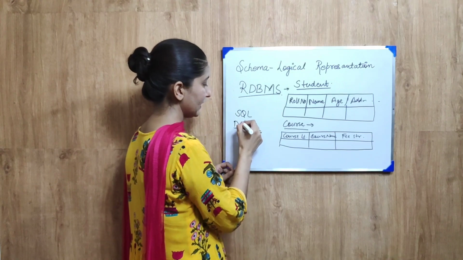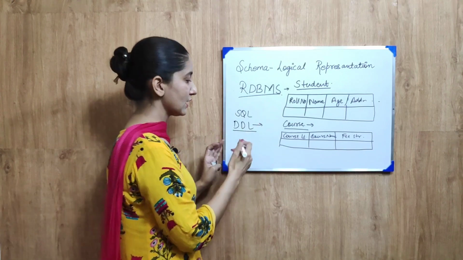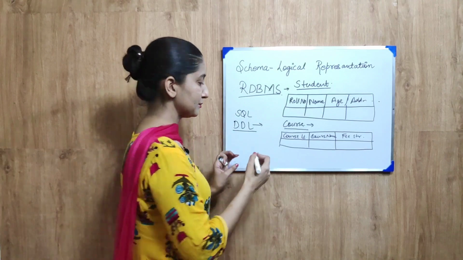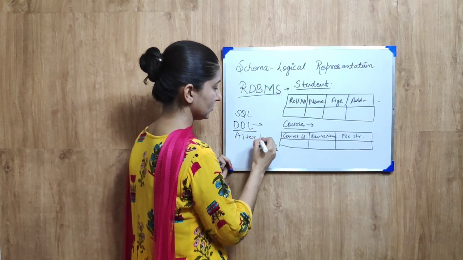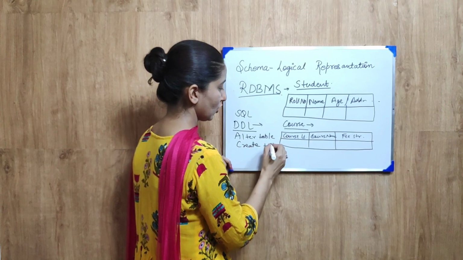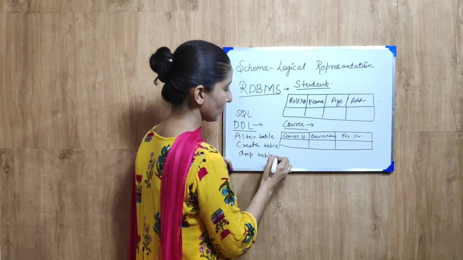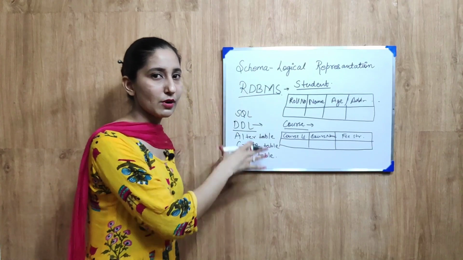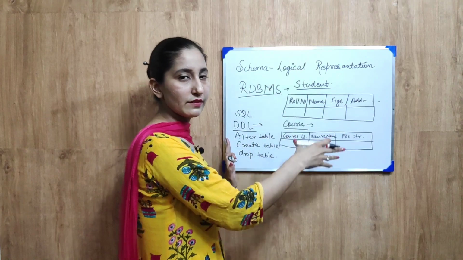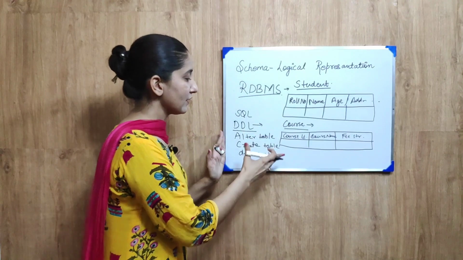In SQL there are DDL commands, the data definition language commands. These include alter table, create table, or maybe drop table. We'll see all these commands in detail when we study SQL, and how we can use them to give a structure to, or implement, this logical structure or schema.